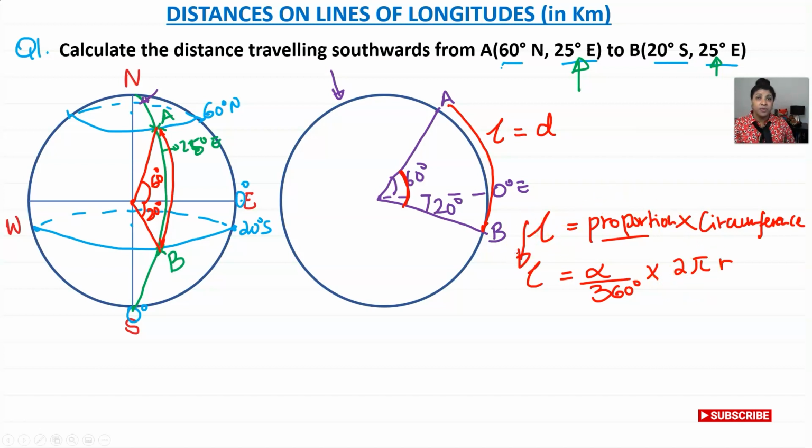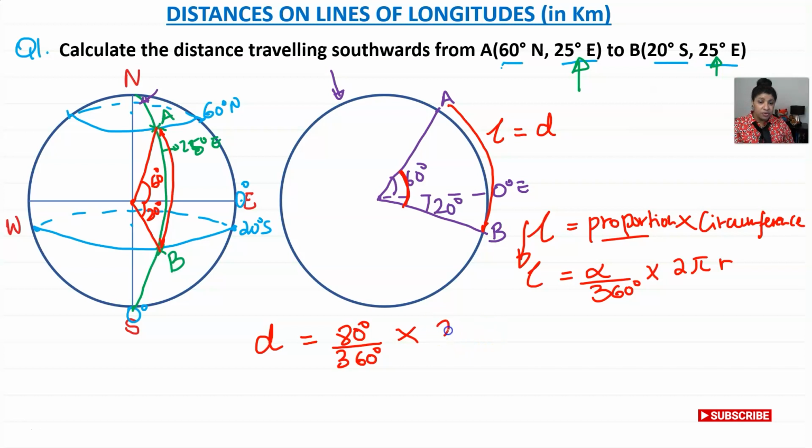Now let's make use of that formula. Okay, so what do we have? We need distance is going to be equal to, what's the proportion? What is our alpha? It's 60 plus 20. So our alpha then is 80 degrees. Divide by 360 degrees because the full circle is 360 degrees. This part here gives us the proportion. And then we're going to multiply by the circumference of this longitude, which is actually the circumference of the Earth.